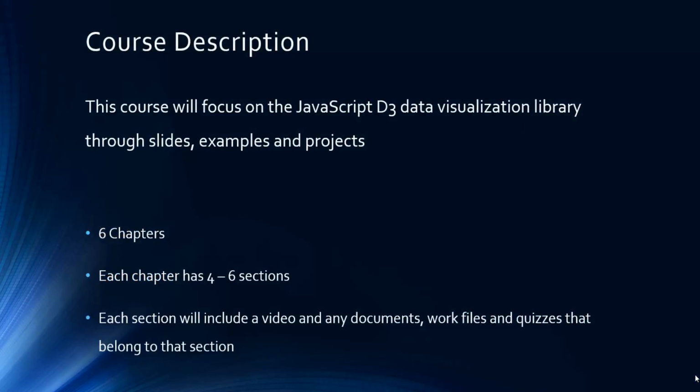So this course will focus on the JavaScript D3 data visualization library through slides, examples, and projects. There will be 6 chapters. Each chapter will have 4 to 6 sections, and each section will include a video and then any documents, work files, and quizzes that belong to that section.